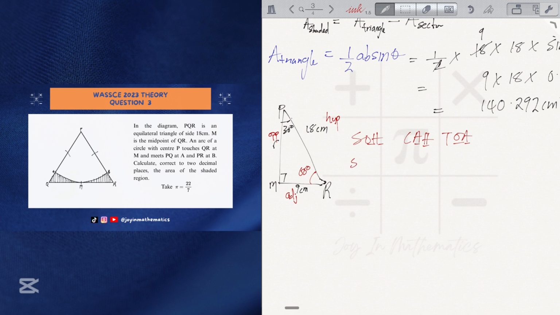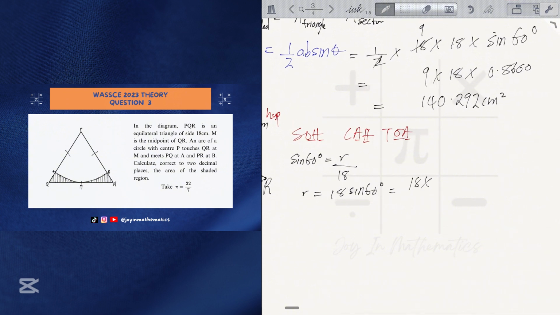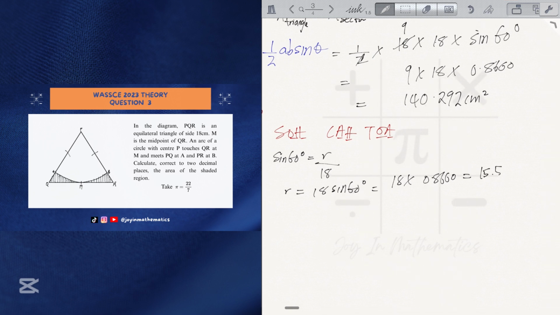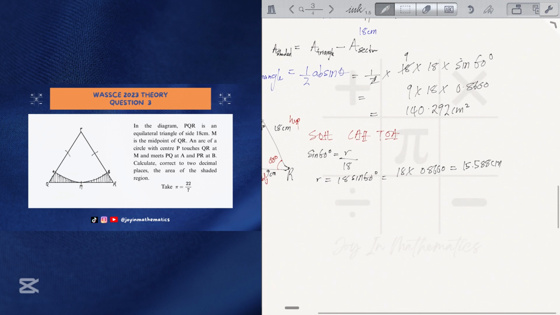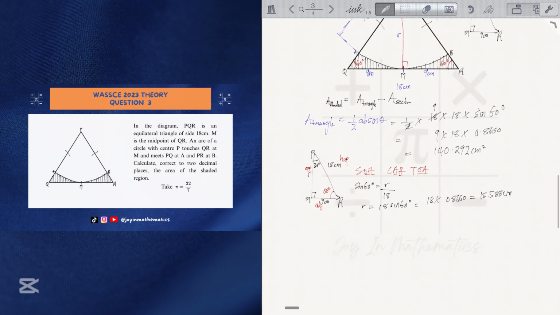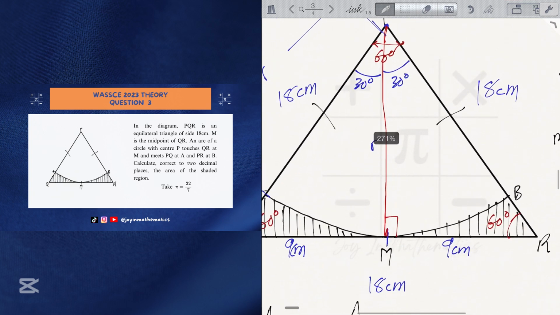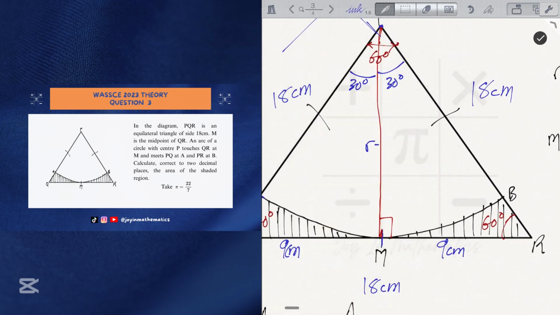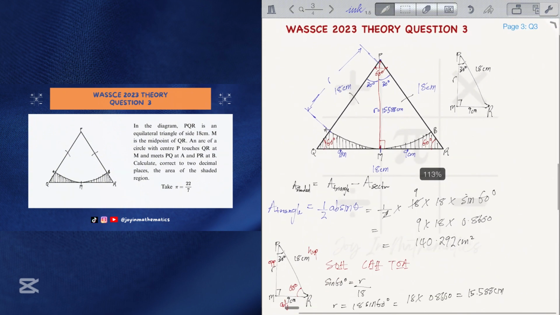So we are saying that sine 60 degrees will be equal to R opposite divided by hypotenuse 18. So our R will be equal to 18 sine 60 degrees, and this will give us 18 multiplied by 0.8660, which is equal to 15.588 centimeters. Now if we have R equal to 15.588 centimeters, let's write it here. R is equal to 15.588 centimeters. We can now find the area of the triangle.